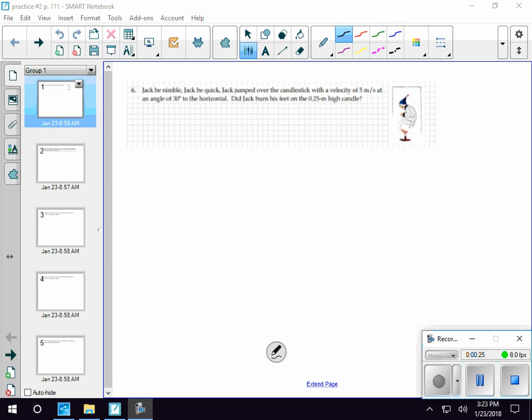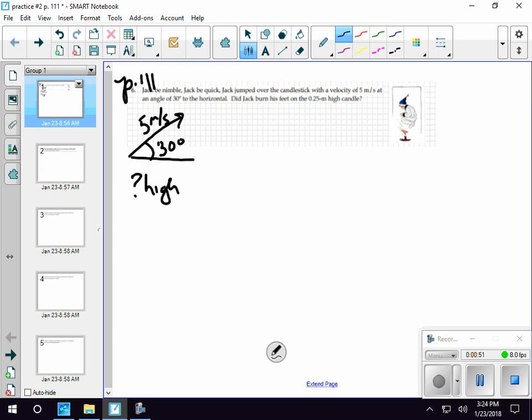In case you're wondering where we are in your workbook, we are at page 111, and this is the very first question there. Okay, so this question says he's jumping over a candlestick with a velocity of 5 meters per second at an angle of 30 degrees to the horizontal. So 30 degrees, 5 meters per second. Does he burn his feet on the 0.25 meter high candle? So what we want to know is how high he jumps. That's the ultimate question because we want to compare it to this number here, this 0.25 meters.